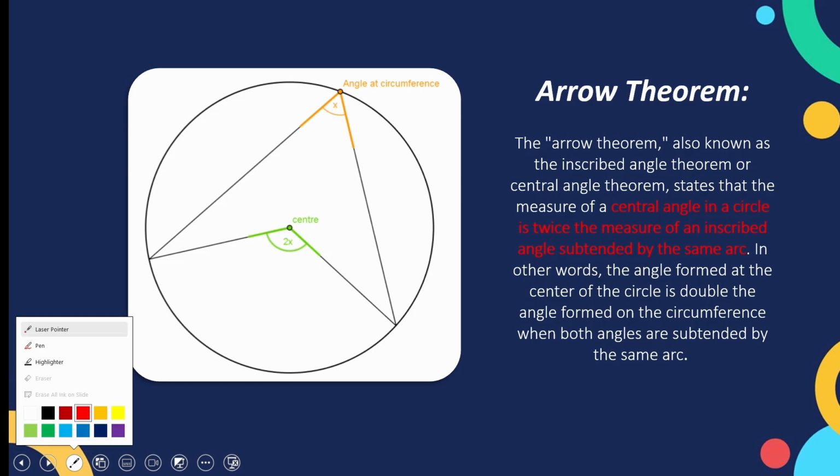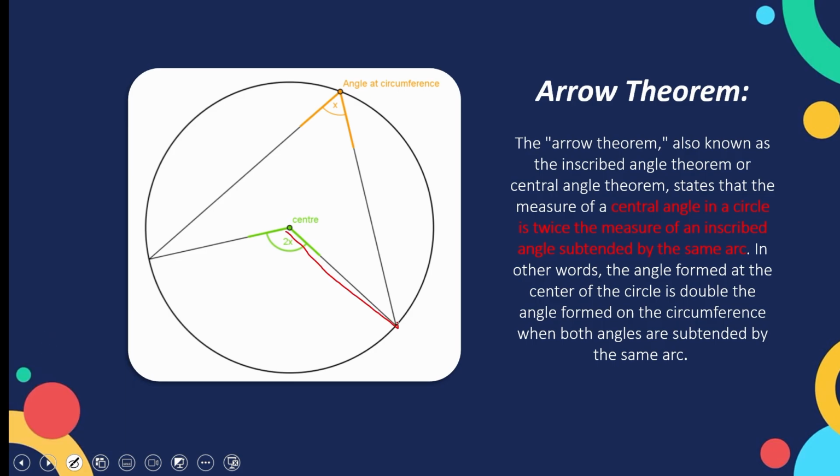Now, why do we call this the arrow theorem? Well, for the simple fact that when we look at the shape that the chords make, we can see that there's a clear arrowhead that is formed, as you can see there that I've highlighted on the drawing. So that is why we call it the arrow theorem.